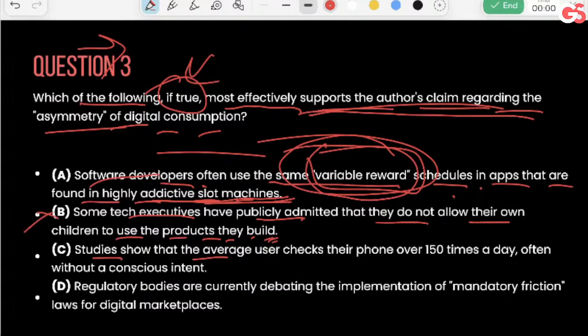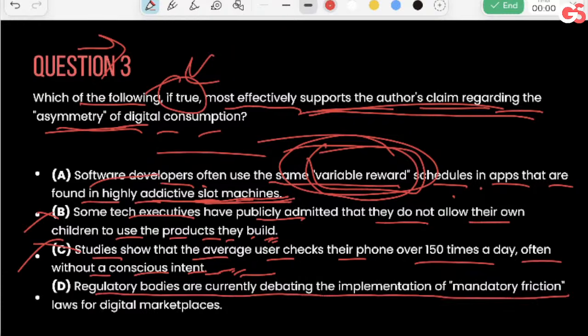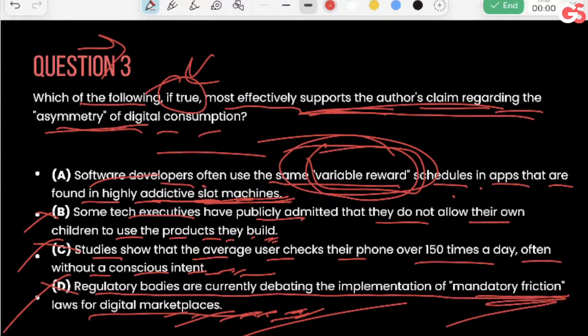Studies show that the average user checks their phone over 150 times a day, often without a conscious intent. So what? Would that support the claim of asymmetry? Not really. Regulatory bodies are currently debating the implementation of mandatory friction laws for digital marketplaces. If this happens, it will not support the claim, it goes against it. If you remove friction, how would it support? It would weaken it. If friction is removed, you can buy whatever you want immediately. If you add this friction, the problem of asymmetry in digital consumption will end. So this is not supporting but weakening, so we will go for A here. So A is the correct possible sequence.